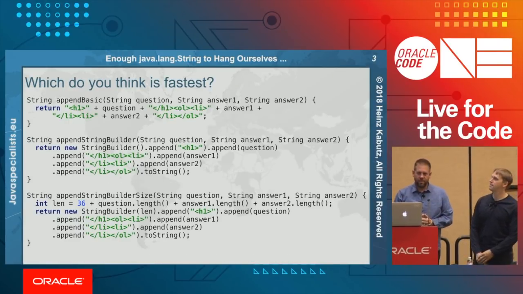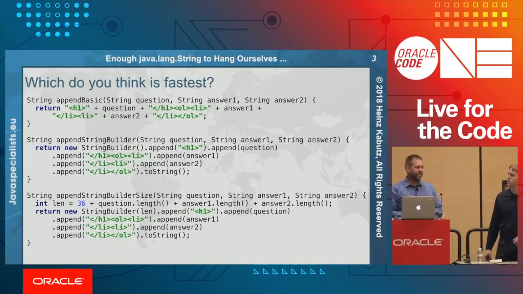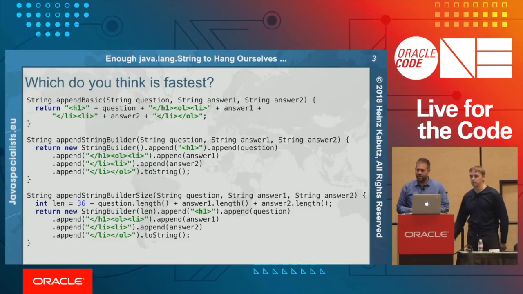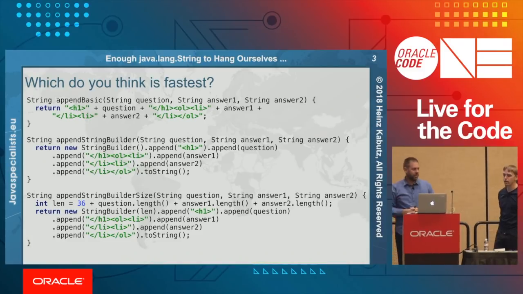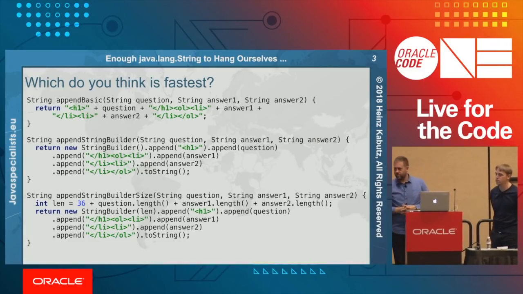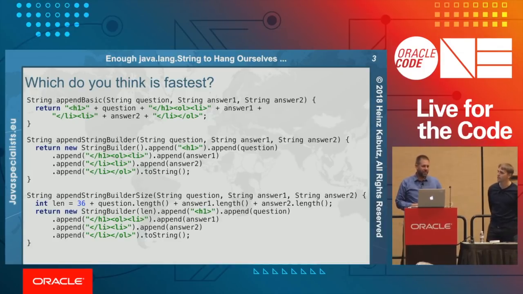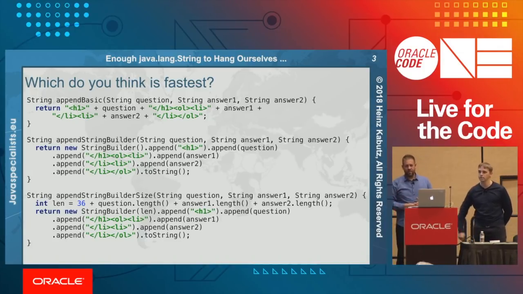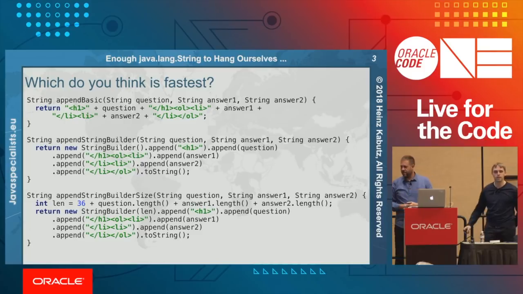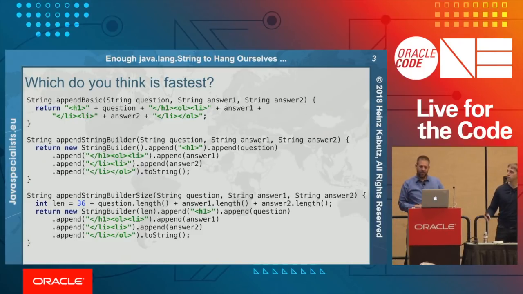What about this one? And so we have here as well 3 ways to, in this case, concatenate strings. We have a classical one with a plus, or as Heinz said, the lazy people version. Then we have a StringBuilder, as it should be, but unsized, and the one with a size. So, quick show of hands, who thinks the first version is the fastest?